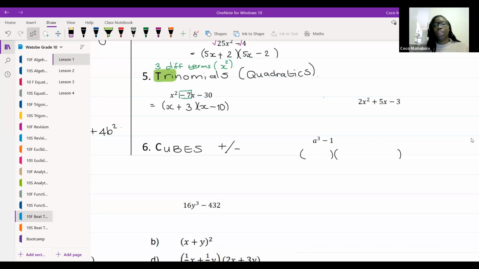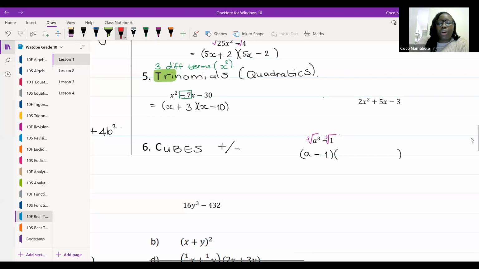Good, it's a difference. So we're going to put a minus sign here in the middle. Then what we're going to do, guys, is we're going to take the cube root of the first number and the cube root of the second number. Then here's what we're going to do. Cube root of a cubed is a. Cube root of 1 is 1.